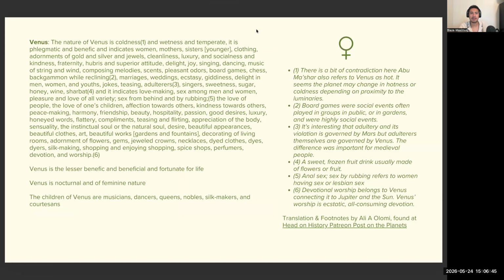In Al-Zuhara, the nature of Venus is coldness and wetness and is temperate. So Venus, Abu Mashar has a little contradiction here where she says that she's cold, but Venus also is referred to as hot. And so her nature changes based on her proximity to the luminaries, it seems like. And it is phlegmatic and benefic, and it indicates women, mothers, and sisters, so family members here.